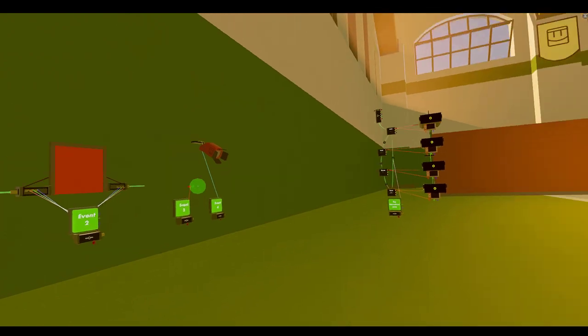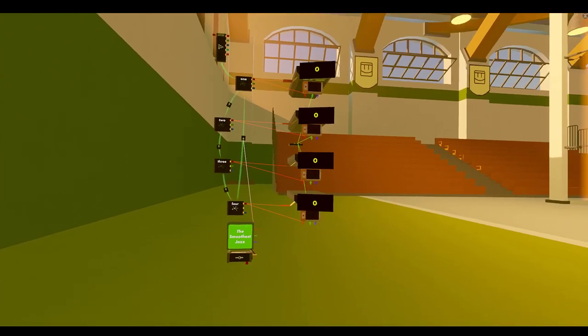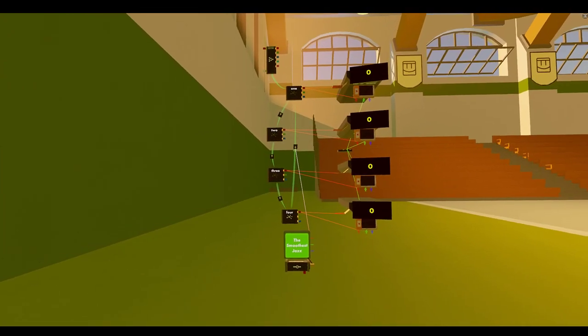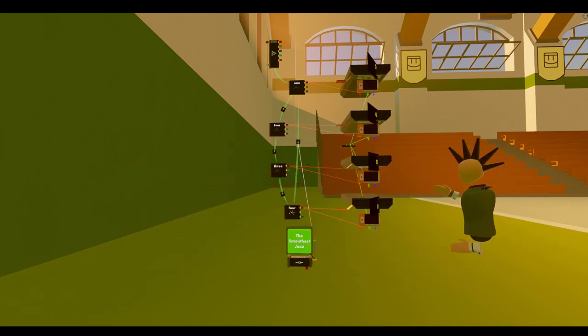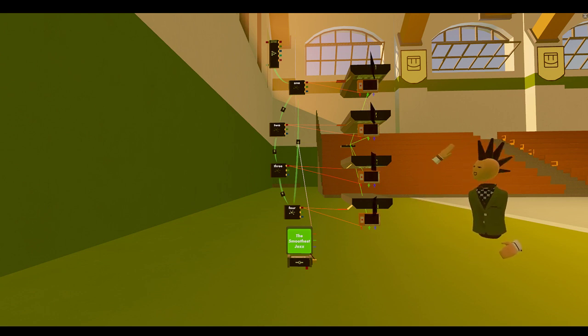Now, when I talk about a sequence, I mean a bunch of events happening in a specific order at specific times. Okay, so I've got this one already set up. This is just 4 samplers of my voice just reading off the numbers 1 through 4.